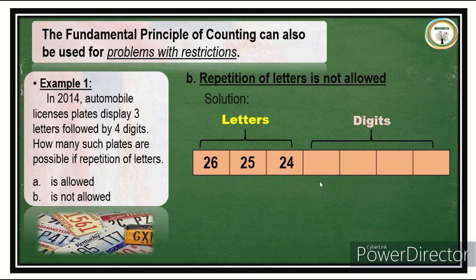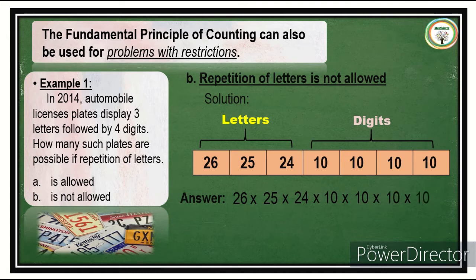Then for the remaining 4 characters, this is for the digits. Wala namang conditions for the digits. So ang pagpipilian pa rin ay from 0 to 9. So we have 10 for the 4th, 10 for the 5th, 10 for the 6th, at ganun din sa 7th character, 10 pa rin. So our answer is 26 times 25 times 24 times 10 times 10 times 10 times 10. So therefore, we have 156 million possible license plates if repetition of letters is not allowed.